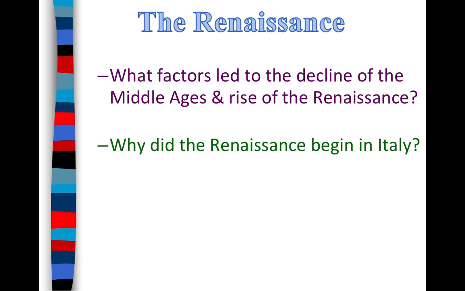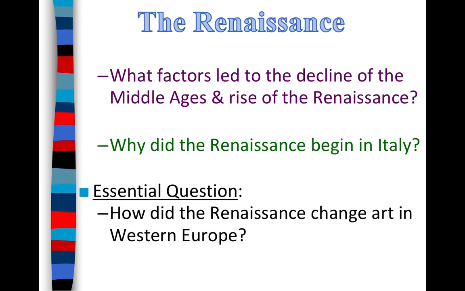So why did the Renaissance begin in Italy? Well, if we look at a map, the Italian peninsula goes right into the middle of the Mediterranean. So as we've talked before about trade in the Mediterranean, Italy is a prime spot for trade. Due to that, all the trade that came through Italy increased the amount of money in Italy, and then we see a rise of city-states and wealth. Our essential question of the day is, how did the Renaissance change art in Western Europe?